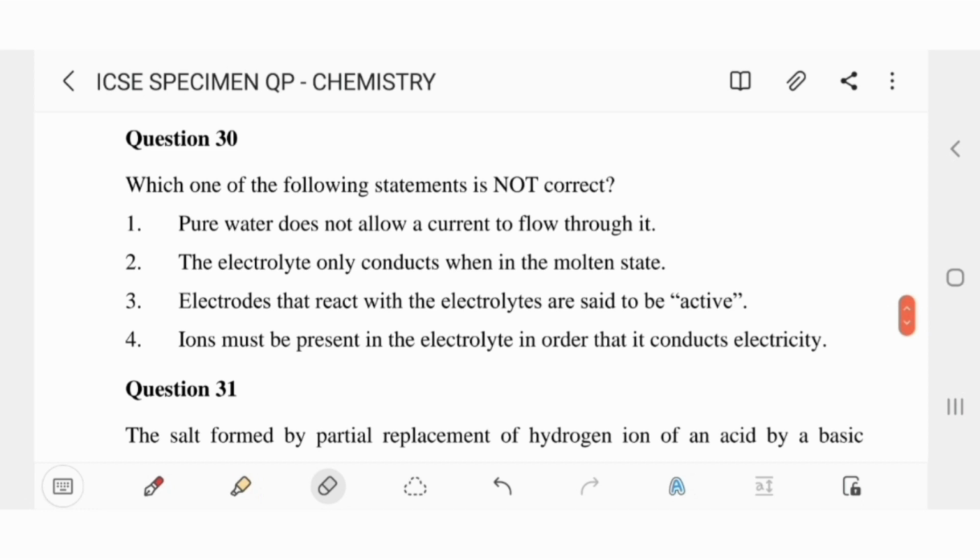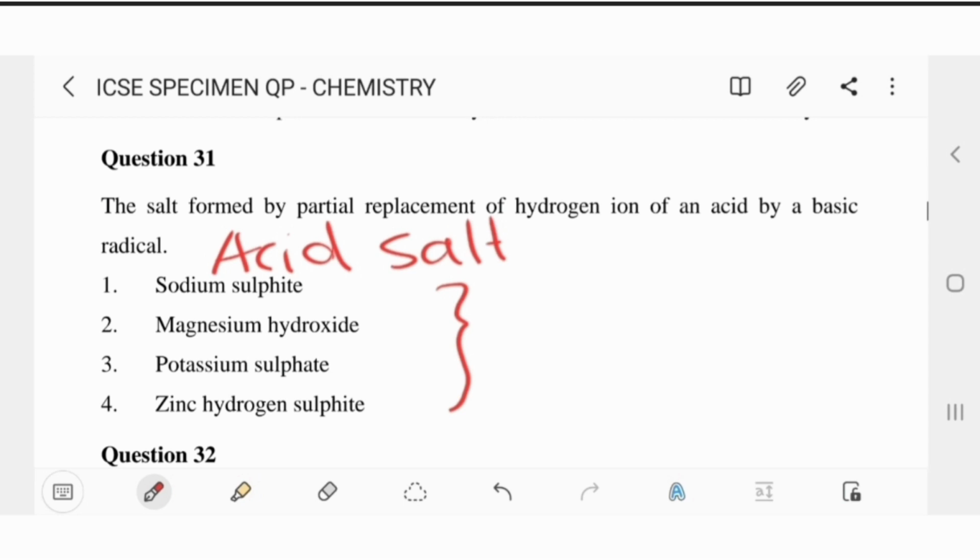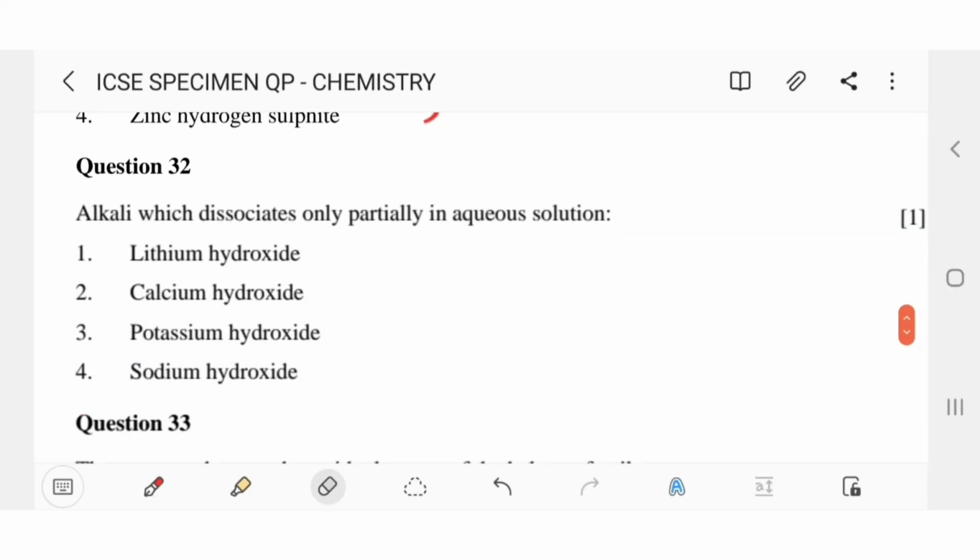Third one, electrodes that react with the electrolytes are said to be active. Yes, it is right. Fourth one, ions must be present in the electrolyte in order that it conducts electricity. Yes, this is also right. Formed by partial replacement of hydrogen ion of an acid by a basic radical. These types of salts are known as acid salts, and the example of acid salts among these is the fourth one, zinc hydrogen sulfide.